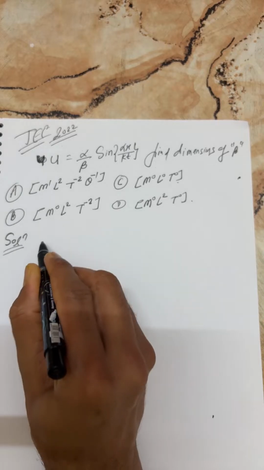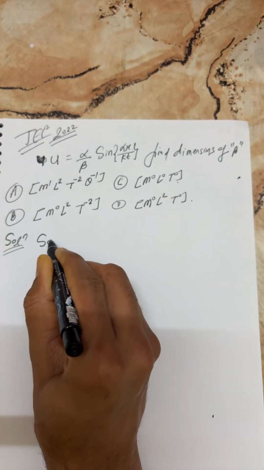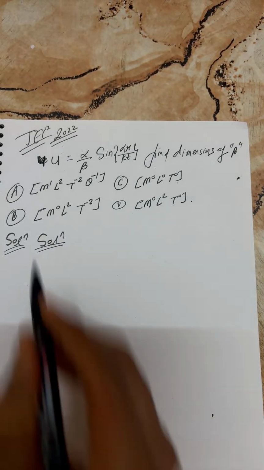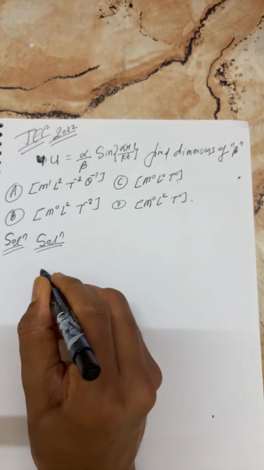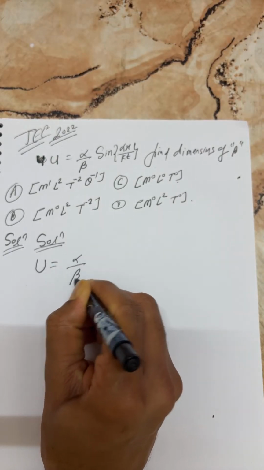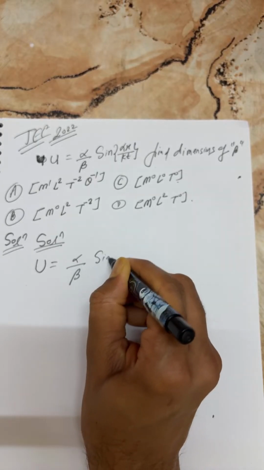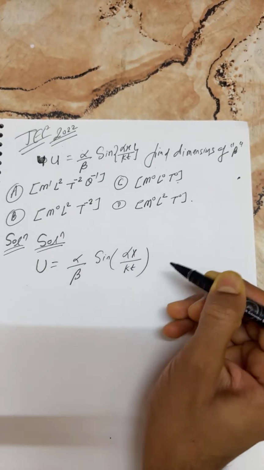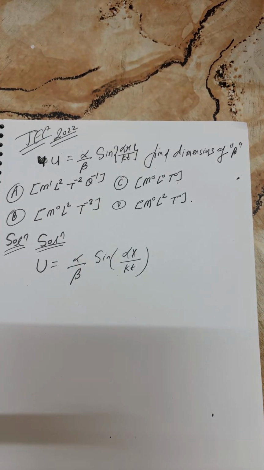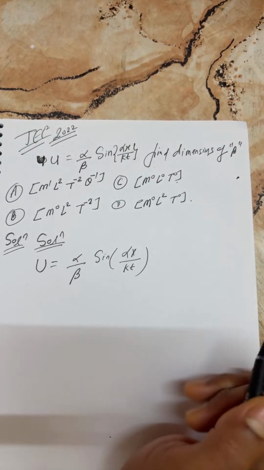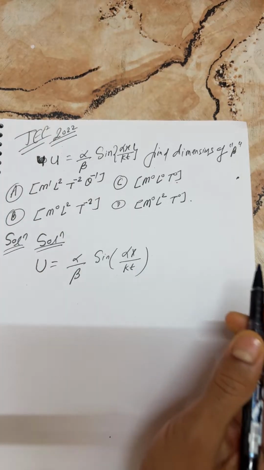Okay, come, have a solution here. In this question, we will not only solve the question, we will learn many things also. What does energy density mean here? U is the energy density here: alpha by beta sine of alpha x by k into T. Be pretty sure here, sine theta is a dimensionless quantity. Sine theta is a dimensionless quantity. So this entire term, I can say, is 1 here.